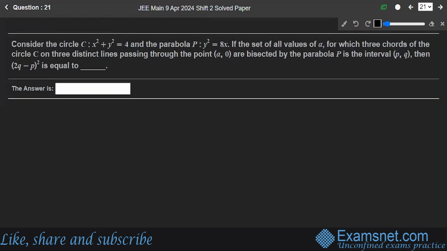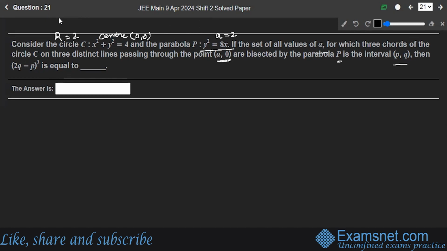Question number 21. Consider the circle C, which is given by x squared plus y squared is equal to 4. So this is the circle with the center at origin and radius 2. And the parabola y squared is equal to 8x. So here the value of a is equal to 2. If the set of all values of alpha for which the three chords of the circle C on the distinct lines passing through the point alpha comma 0 are bisected by the parabola P is in the interval P comma Q, then what is 2Q minus P whole square equal to?